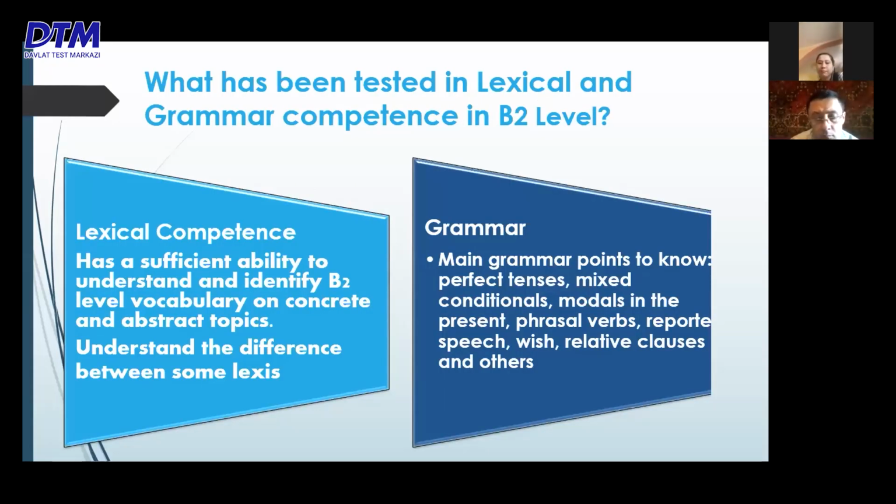Okay, let's start. What is tested in lexical grammar competence at B2 level? All of you know that there are a number of words which fall into the B2 level scale, and some grammar rules which are also considered B2 level difficulty. So you should have sufficient ability to understand and identify B2 level vocabulary on concrete and abstract topics, and understand the difference between some lexis and some main grammar points you can see on the screen.